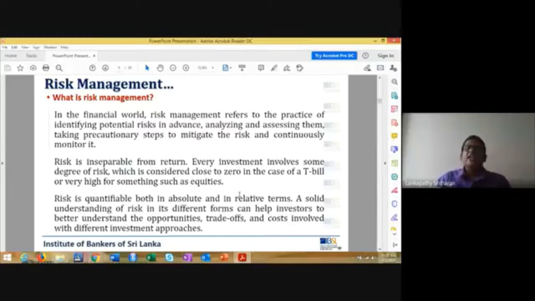And continuously monitoring, that is also important. For example, for a particular investment over a 5-year period, they have to continuously monitor whether there are any significant changes in the market condition. So risk management involves all these processes: identifying the risk, analyzing the risk, taking precautionary steps to control the risk, as well as continuously monitoring the risk. So all this is included in risk management. Understand?